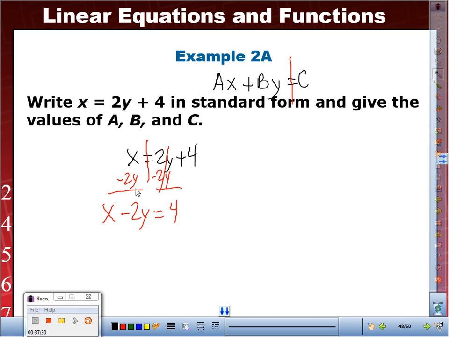So check this out. They're asking us to identify a, b, and c. What would be a? No. What is the coefficient? 1. What is b? -2. And what is c? 4. Everybody see what we did right there?